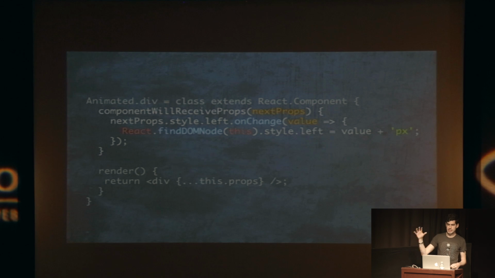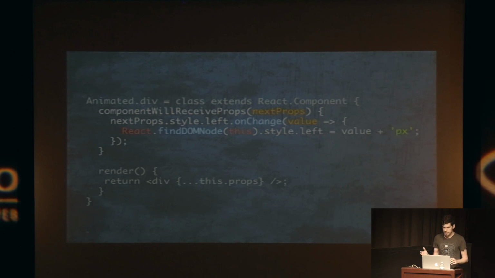But if you implement it like this, then you're going to leak memory, because every time you re-render, you're going to allocate new bindings that are doing exactly the same thing. And if the component unmounts, the bindings are still going to be there, which is not ideal.